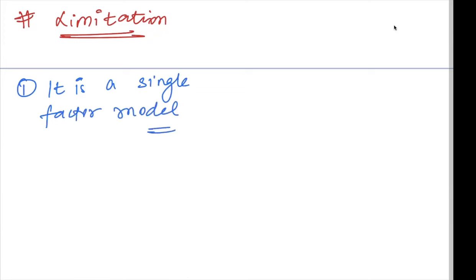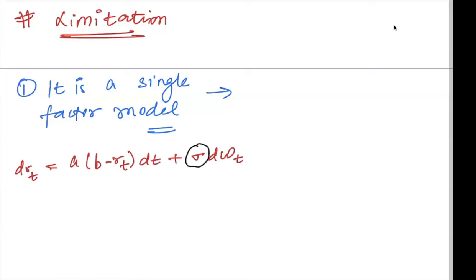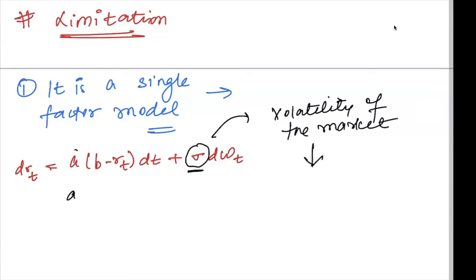So what are the limitations, right? The first limitation is that it is a single factor model. What do you mean by single factor? If you see this whole equation of Vasicek, the model is dependent on this volatility term, right? The volatility of the market. That's why it is called a one factor or single factor model, because this whole Vasicek model is just dependent on the volatility of the market.